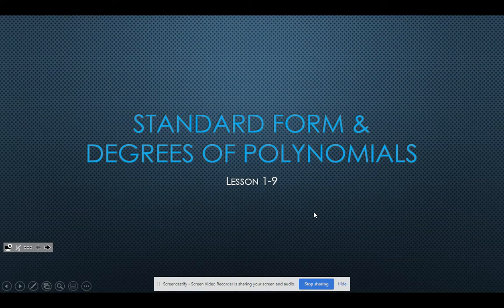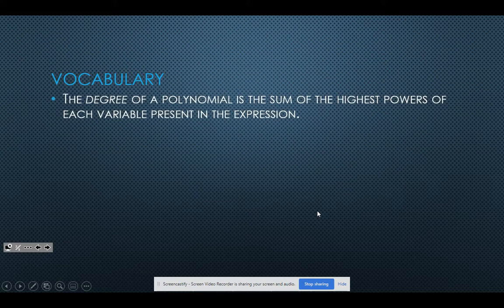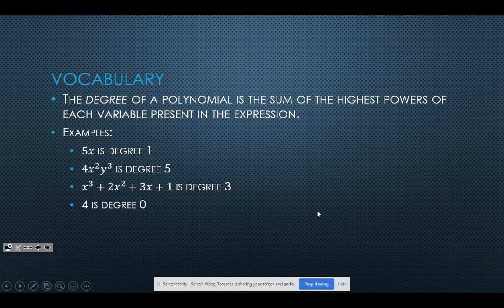This is lesson 1-9, standard form and degrees of polynomials. Let's discuss some vocabulary right off the bat. The degree of any polynomial is the sum of the highest powers of each variable that is present in the expression. Here are some examples.